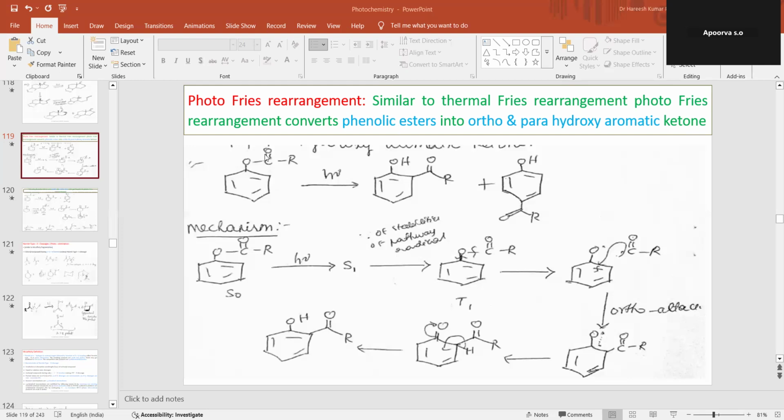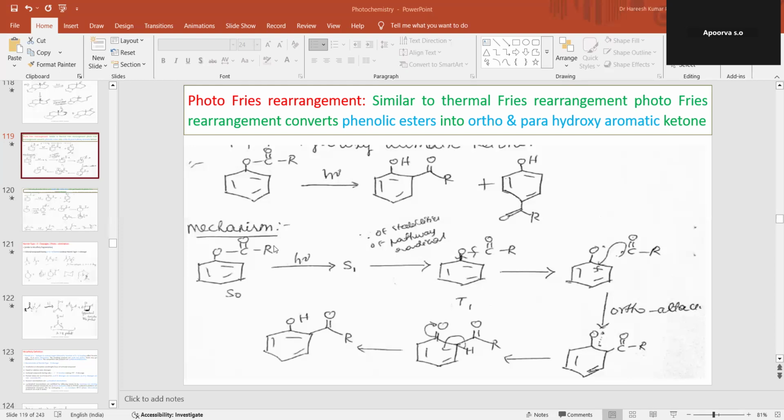So not only the esters, enol also undergoes photo Fries rearrangement. So let's take an example. If R is equal to CH3, acetoxybenzene on irradiation, that means it's a photochemical condition. Thermally, it's called a Fries rearrangement. Photochemically, it is photo Fries rearrangement. Obtained ones are ortho-acetyl or para-acetyl phenols as the products.